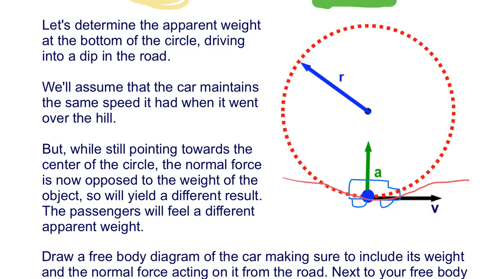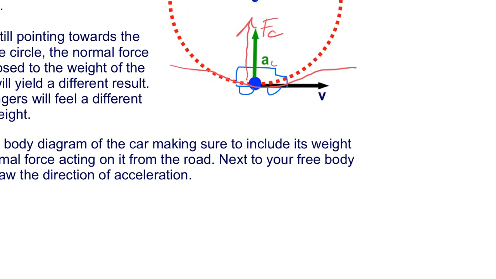So, the centrifugal acceleration is pointing upwards, as you can see by the green arrow. That means there has to be a centrifugal force acting upwards, because centrifugal force causes the acceleration. So if I were to draw a free body diagram of that car, I don't ever draw the net force.